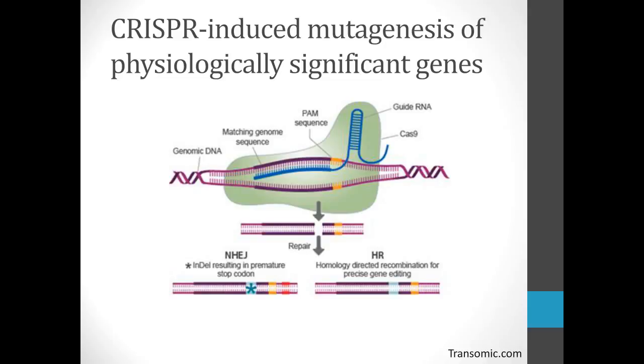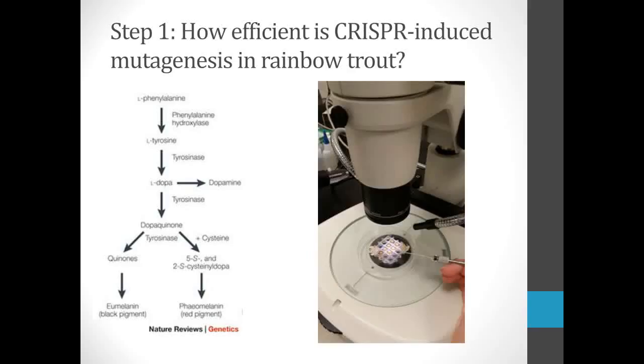So our long-term goal is to target several physiologically relevant genes, but with any new technology, we first wanted to demonstrate whether we could get this to work in rainbow trout. One of the candidate genes that is useful for this type of proof of concept study is tyrosinase. This is a protein that converts tyrosine into melanin, which is the compound that produces pigmentation.